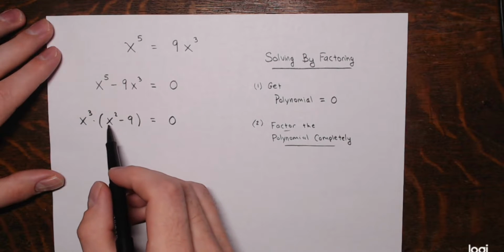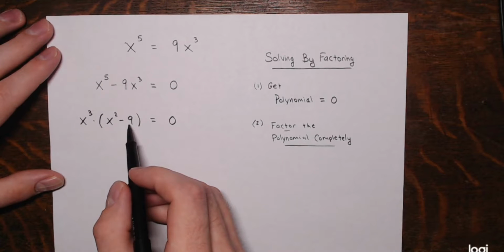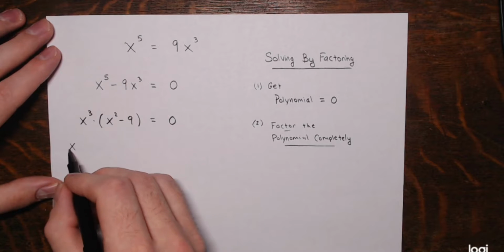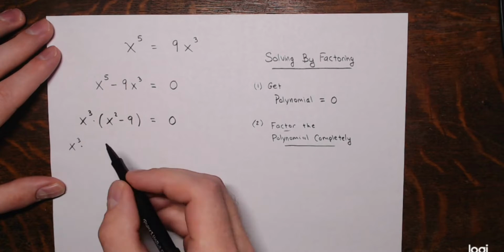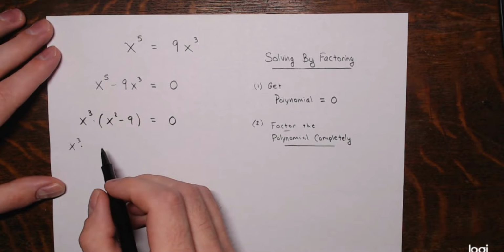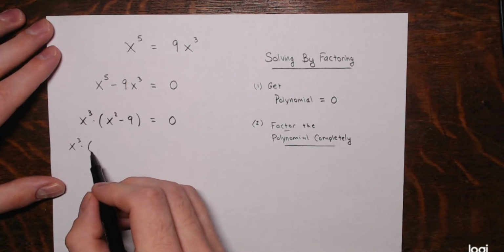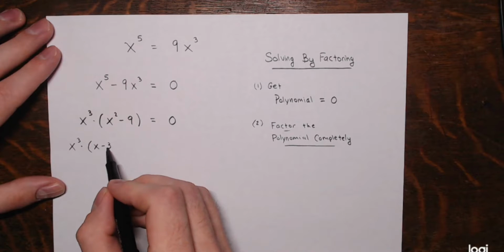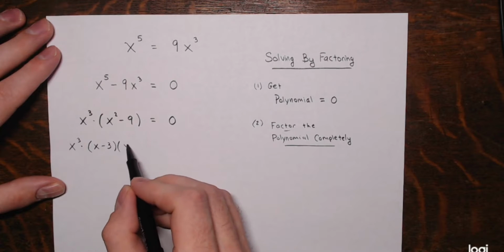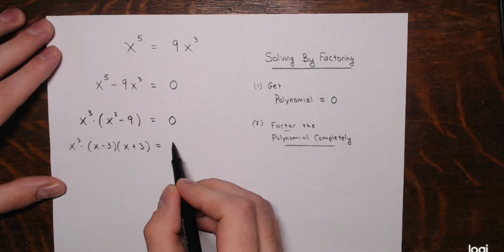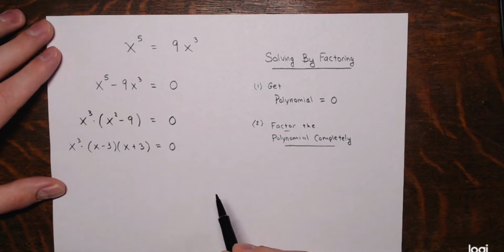X squared minus 9 is x squared minus 3 squared. This is a difference of squares. And once again, I'm going to be assuming you know how to factor. I'm not going to write out all those formulas again. X squared minus 9 would factor to x minus 3 times x plus 3. Okay, and don't forget the equals 0.